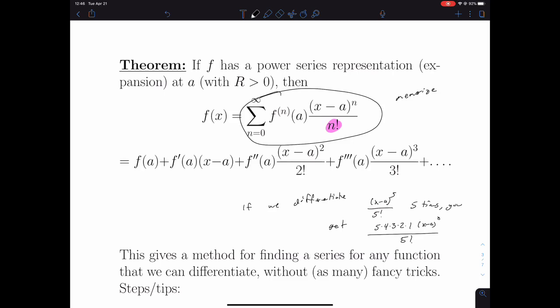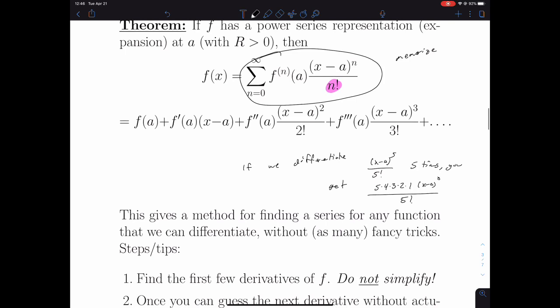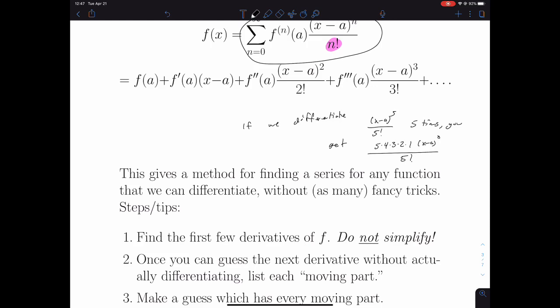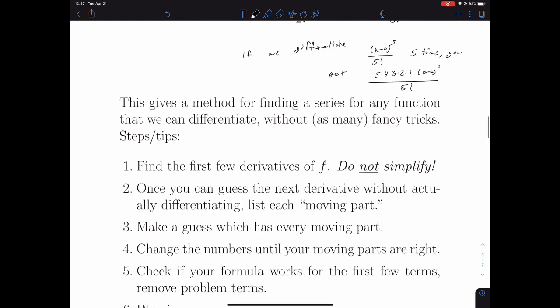So this gives a method for finding a series for any function that we can differentiate without as many fancy tricks. This is a very mechanical process, meaning you can basically follow steps and it just works, as opposed to having to think really hard about what method should I be using. This just works. Okay, so here's some guidelines for how to do this.